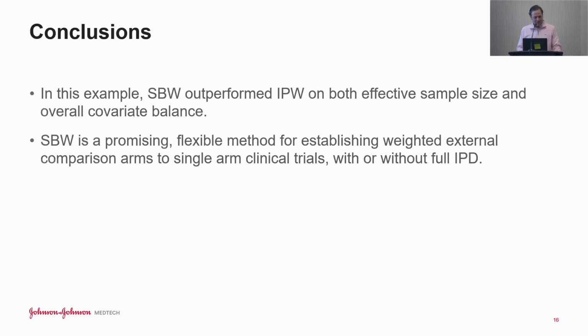So in conclusion, in this example, and several other examples that I haven't presented but that we've seen in our research, stable balancing weights outperformed inverse propensity weighting on effective sample size and overall covariate balancing, and we view it as a promising and flexible method for establishing weighted external comparison arms for single-arm trials with or without individual patient data.